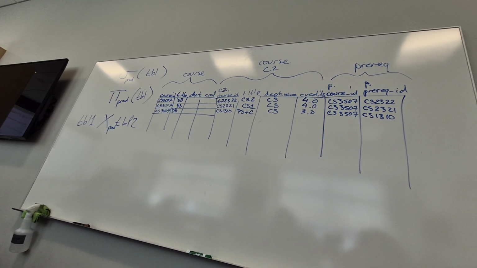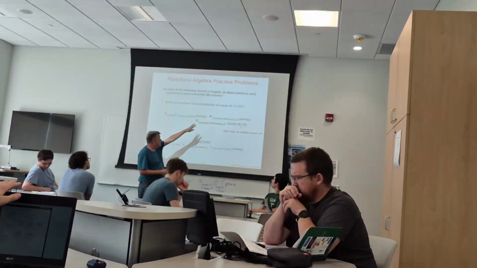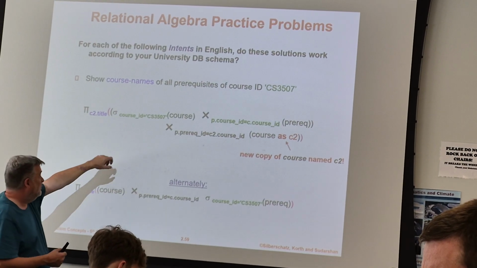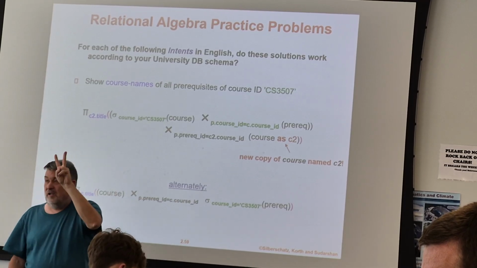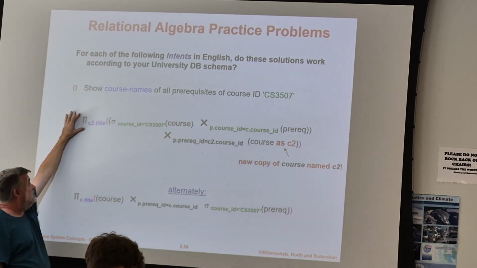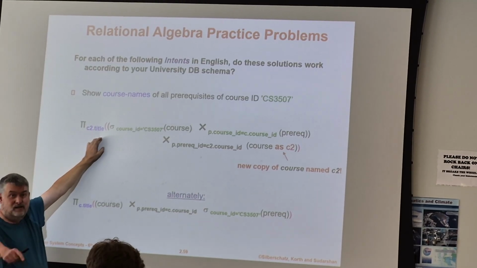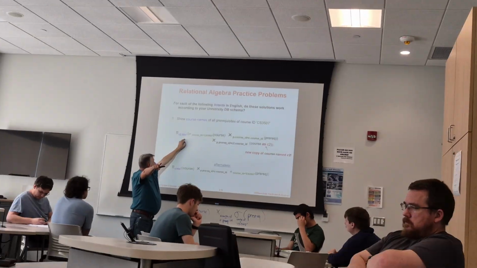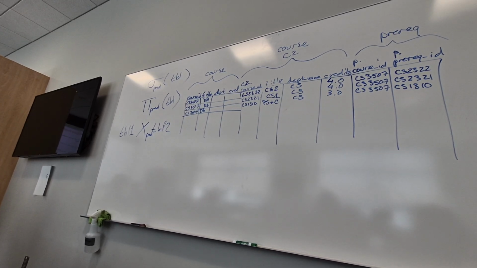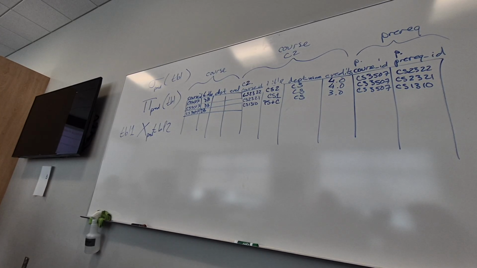So I guess what I'm saying is, if the person wants to see the course names of all prerequisites to course ID CS 3507, as well as the title of course ID CS 3507, a 2-column result, right? Then that's going to be this statement with this projection operator, and it'll say C2.title and also, comma, course.title. So we can grab the title column out of the course portion of that monster joined table on the whiteboard there. Right? Is that what this says? I think so.